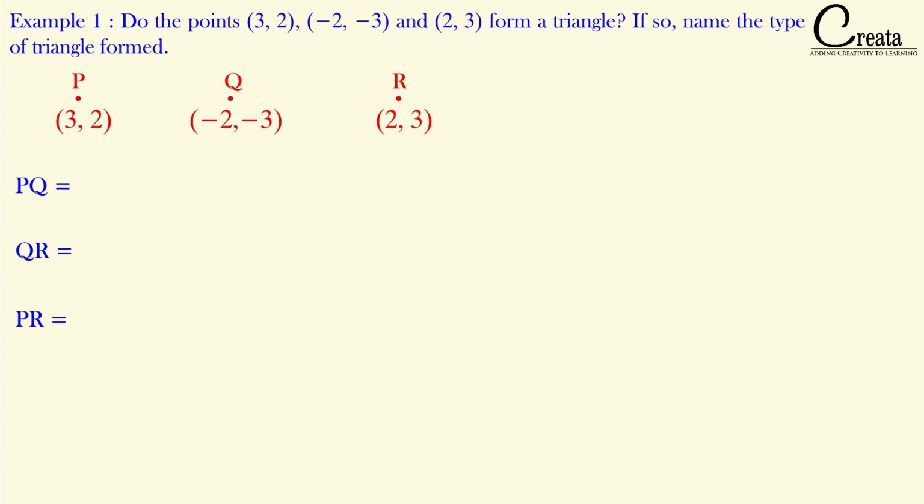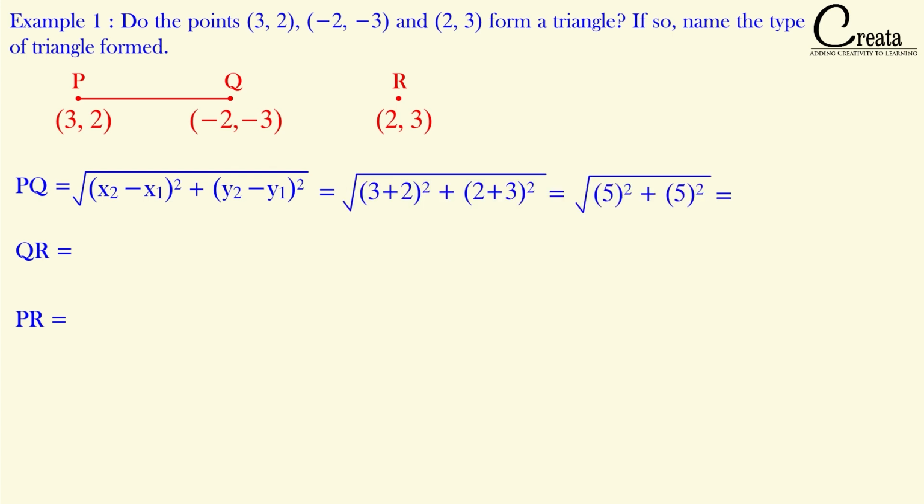Let's approach the question. We have the coordinates of all the 3 points. We can directly use the distance formula. Firstly, let's find the distance between point P and Q. We know x1, y1 and x2, y2. Let's put the values. On solving, we got the answer as root 50, which is approximately 7.07.